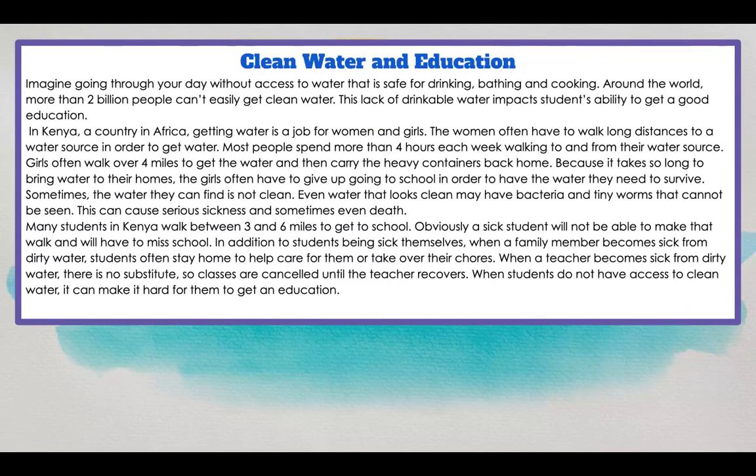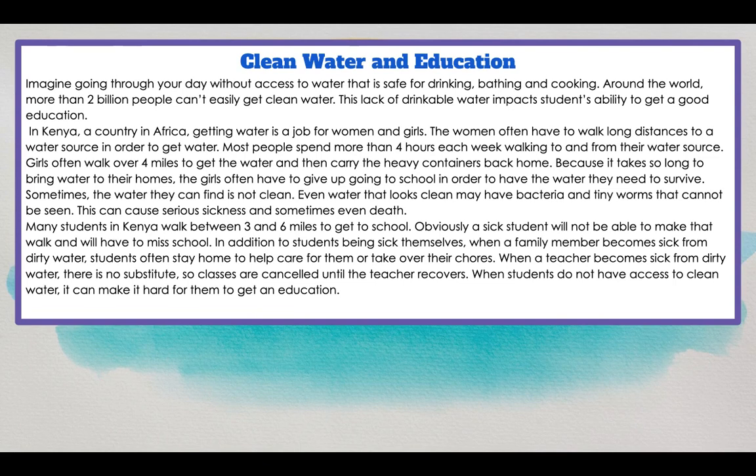In addition to students being sick themselves, when a family member becomes sick from dirty water, students often stay home to help care for them or take over their chores. When a teacher becomes sick from dirty water, there's no substitute, so classes are canceled until the teacher recovers. When students do not have access to clean water, it can make it hard for them to get an education.